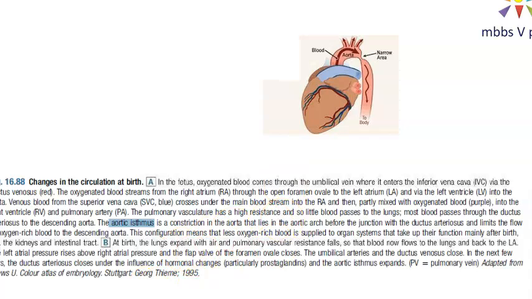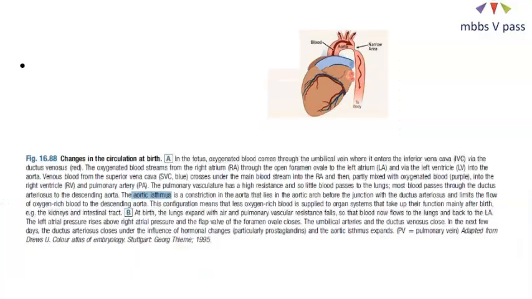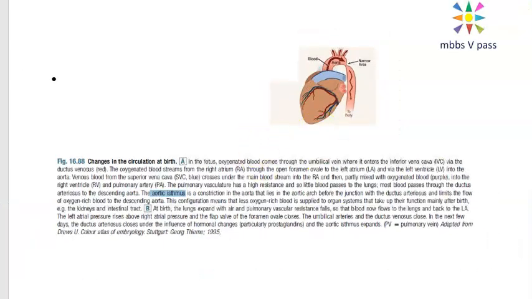So what is aortic isthmus? If you want, the definition is there. It is a constriction in the aorta that lies in the aortic arch before the junction with the ductus arteriosus, and it limits the flow of oxygen-rich blood to the descending aorta. So before where the ductus arteriosus joins, there is a small constriction in the aorta. This aortic isthmus has this landmark: it is before the place where ductus arteriosus attaches, remember.